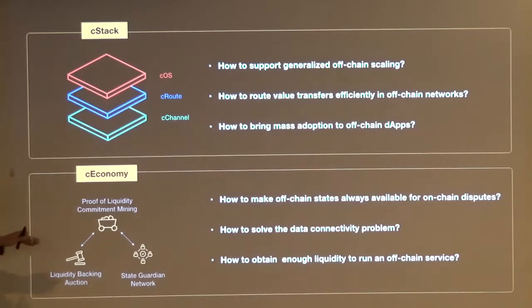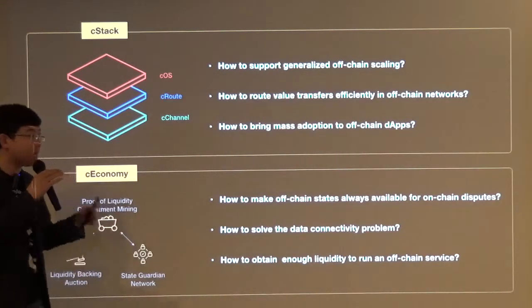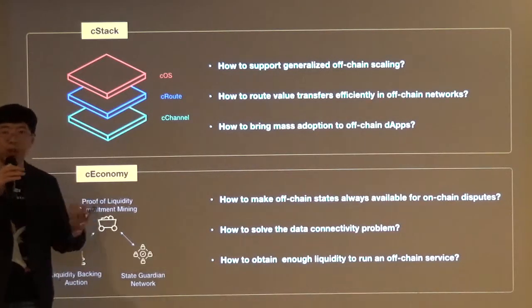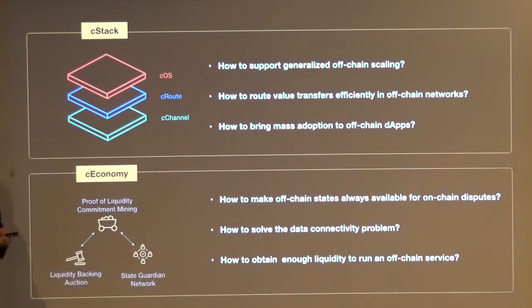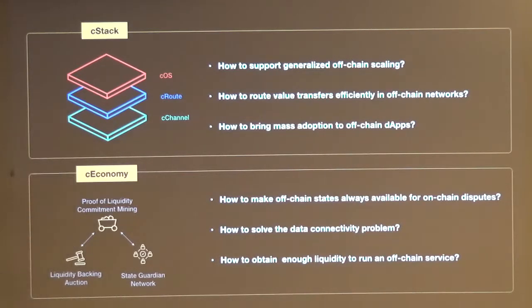Specifically in a generalized state channel network, there are problems about how to make sure that the off-chain state is always available for potential on-chain dispute, and also how to solve the data connectivity issue where someone might be offline during the interaction of the state channel. And thirdly, how to obtain enough liquidity to actually run a state channel as a state channel operator. So for these questions, we propose a holistic solution.